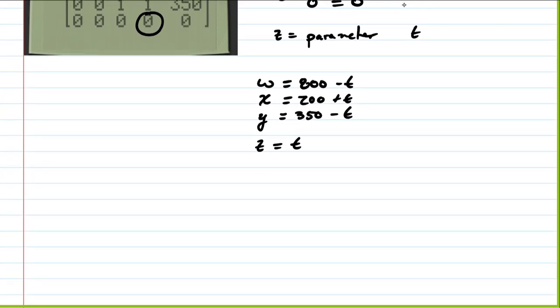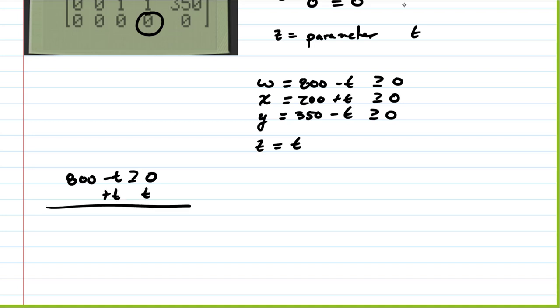So in this case, we ended up with not a unique solution, but we can further narrow this down because we know that you can't have negative cars, right? So all of these things have to be greater than or equal to 0. So if we take 800 minus T and make it greater than or equal to 0, and add plus T, we know that 800 has to be greater than or equal to T. So that tells us T is less than 800.